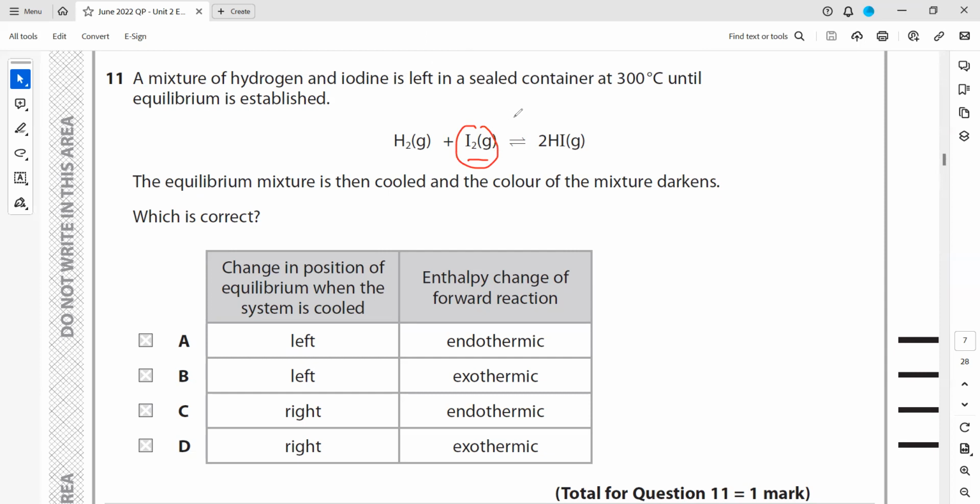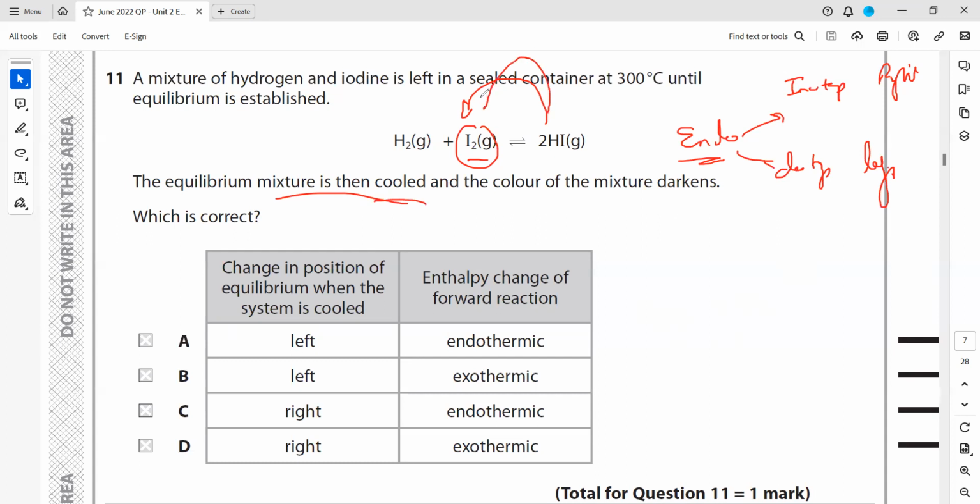So if the solution is getting darker when we cool down, it means the balance has shifted towards the left hand side. If we decrease the temperature and the equilibrium shifts toward the left hand side, what is the forward reaction? The forward reaction is endothermic, because in an endothermic reaction, if we increase the temperature, equilibrium will shift towards the right, or forward, and if we decrease the temperature, equilibrium will shift towards the left. So as the color gets darker when we cool down, it means equilibrium has shifted toward the left hand side.